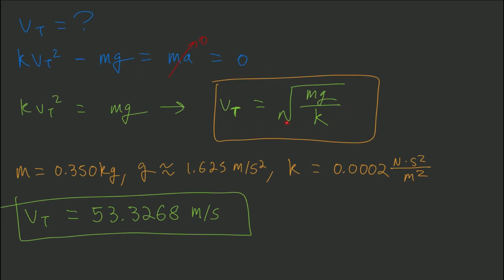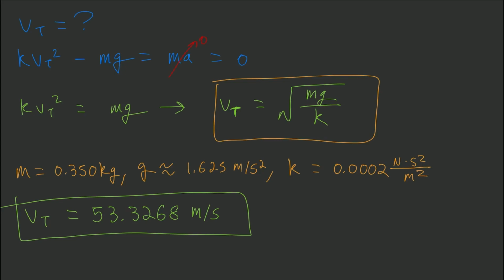This equation is not deceptively simple. It really is just the square root of the weight of the object over the overall drag characteristic of the object in the medium through which it moves, k, which was a given at the beginning of the problem. Again, remember k is not just a function of the shape of the object, but also a function of the density of the medium through which the object moves. This 0.0002 Newton second squared per meter squared will change as the shape of the object changes and the medium changes.